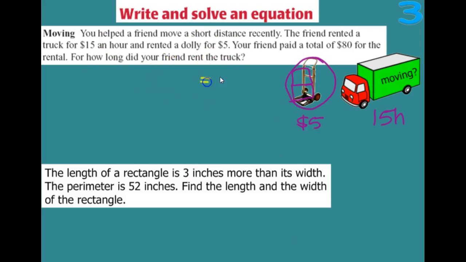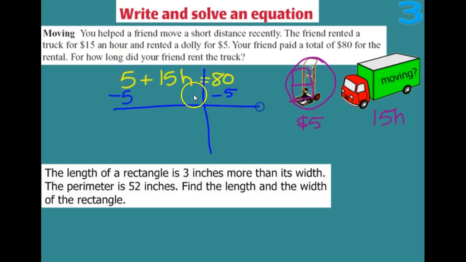So we know it was a total of $80. Well, what added up to $80? Well, the $5 dolly plus the $15 for every hour. So let's just solve this. Get rid of our addition and subtraction, so I'm going to subtract 5. We have 15h. 80 minus 5 is now 75. And then last, the opposite of multiplying by 15 is divide by 15.